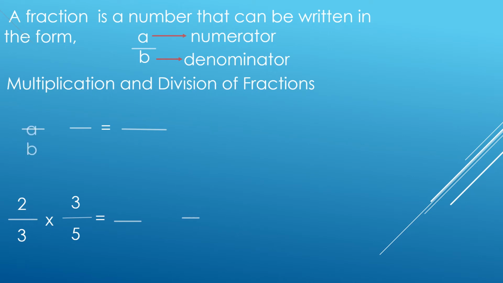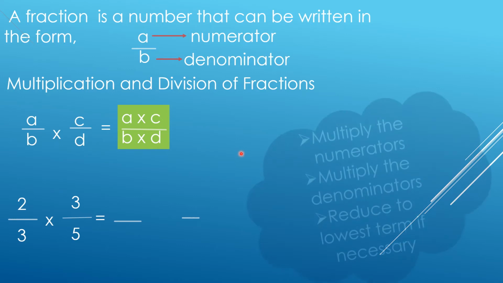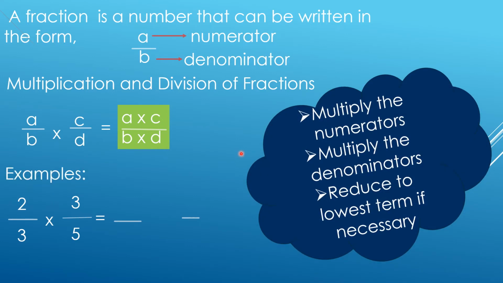Now, multiplication and division of fractions. Let's say we have A over B times C over D. Simply multiply the numerators, that is A times C, and then B times D. Okay, so let's have an example here: 2 over 3 times 3 over 5. It doesn't matter if the denominators are different or the same. Just follow the steps: multiply the numerators, multiply the denominators, then reduce to the lowest term if necessary.